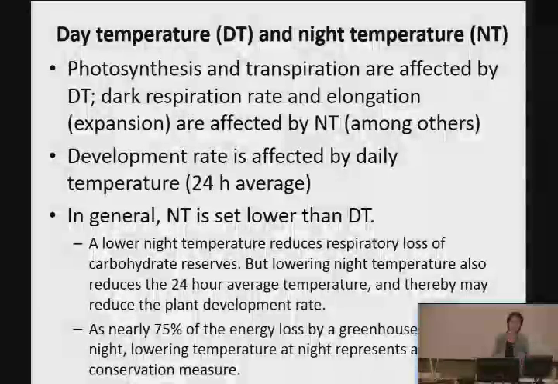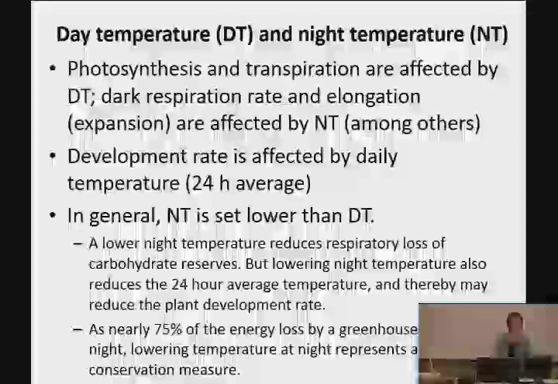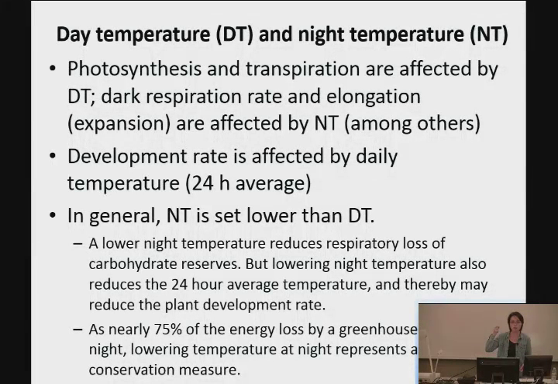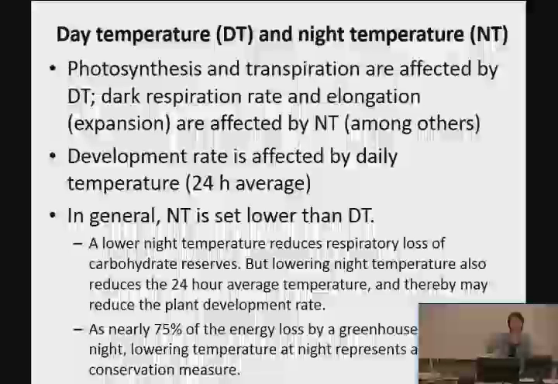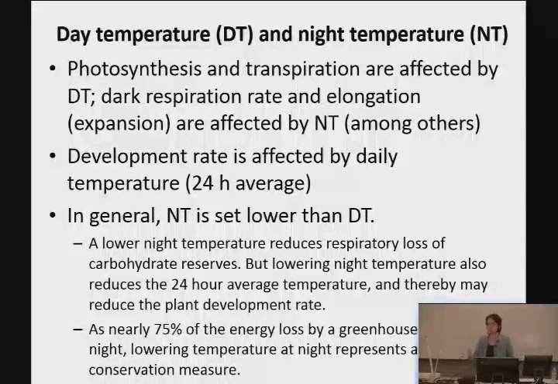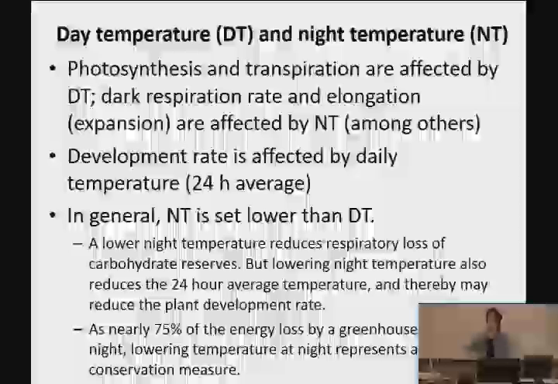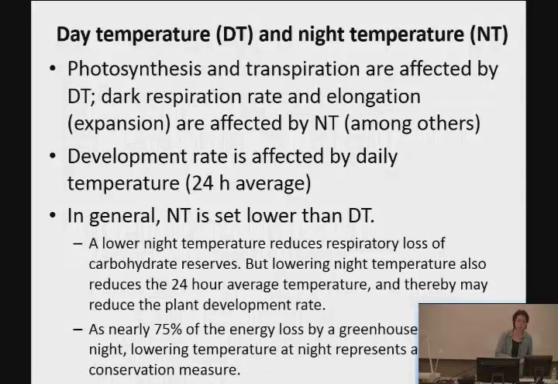So when you tweak the temperature in the greenhouse or production system, you've got to pay attention to what you are doing. For example, if you decide to lower the night temperature, you have to think about what it means regarding the 24-hour average temperature. Okay, so that's multidimensional thinking of temperature management.